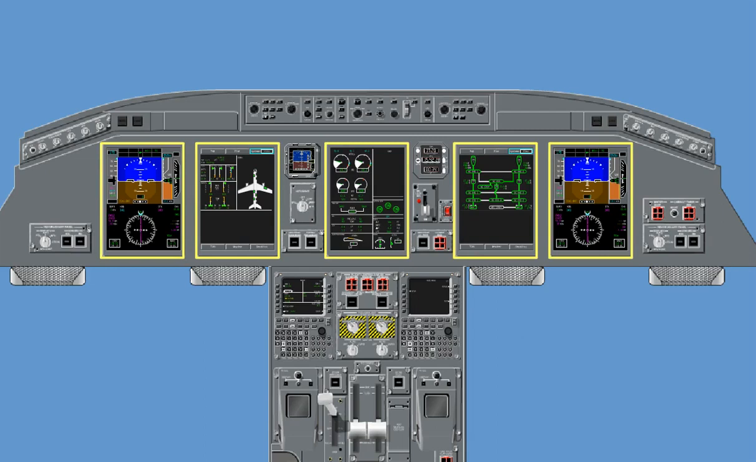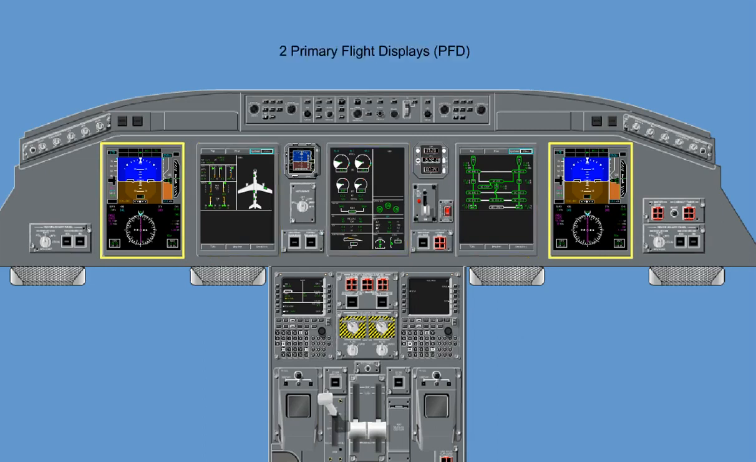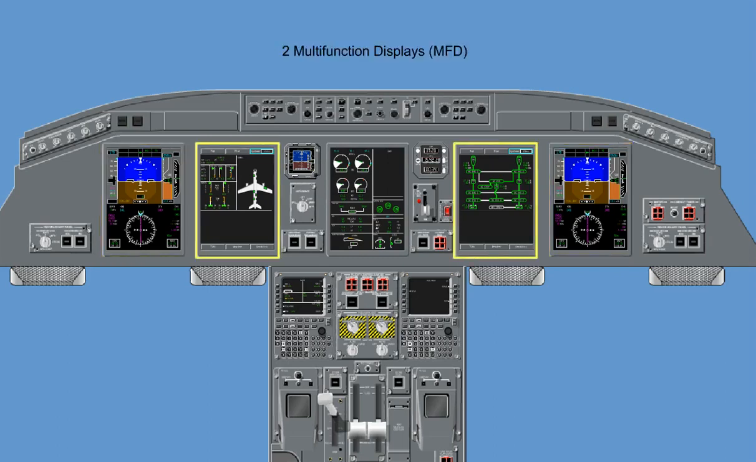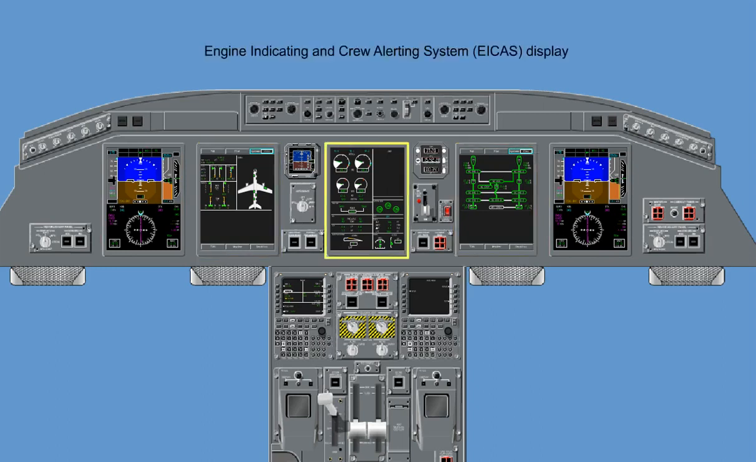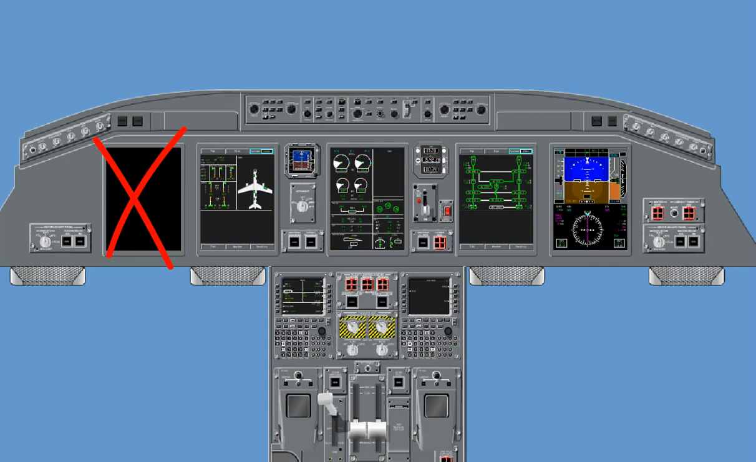The 5 display units are located on the main instrument panel. There are 2 primary flight displays, 2 multifunction displays, and an engine indicating and crew alerting system, ICAS, display. The display units are identical. In case of failure of one display, an automatic logic transfer will allow its information to be presented in the remaining units.